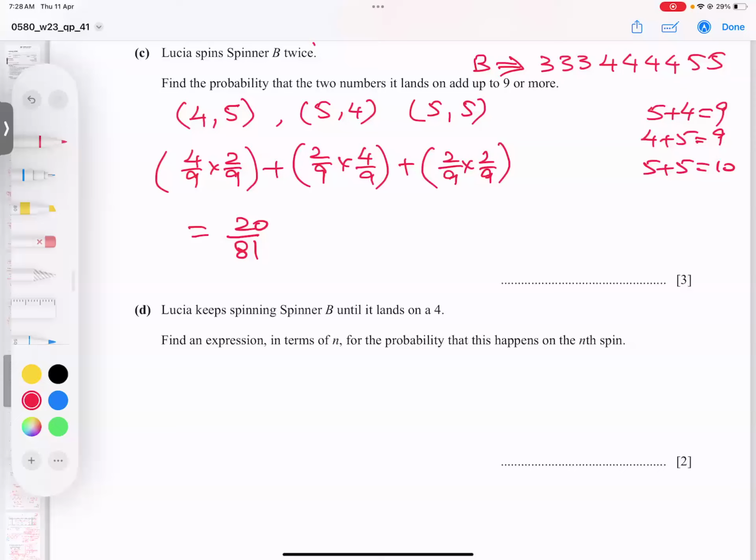Interesting next part. So L spins spinner B until it lands on 4.